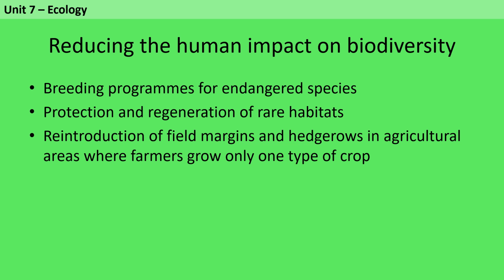There are lots of things that humans can do to protect and preserve and encourage biodiversity, including running breeding programs for endangered species, protecting and regenerating rare habitats, and also reintroducing field margins. So in other words, rather than having one huge farm where you just have a massive field and no gaps in between, actually having little hedgerows around each farm so that things can be living in those hedgerows.